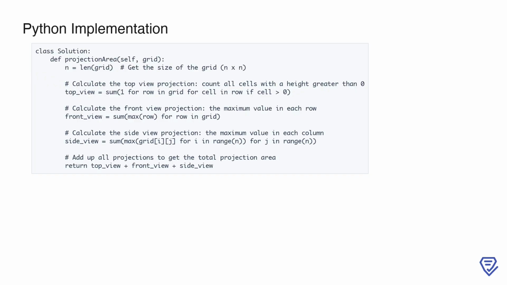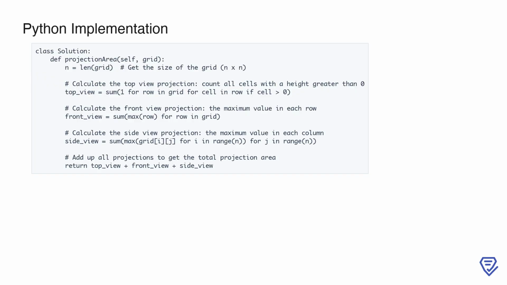4. Side view calculation. The side view projection is calculated by taking the maximum value in each column. Here, we iterate over columns, using j as the column index, and for each column, find the maximum value across all rows, i, which represents the tallest column when viewed from the side. 5. Summing up. Finally, the total projection area is obtained by summing the results of the top, front, and side views.